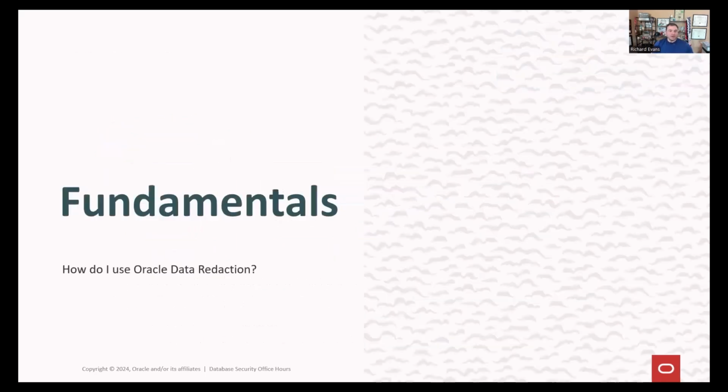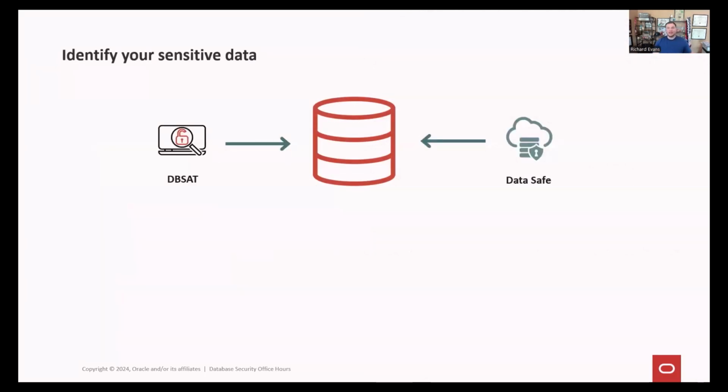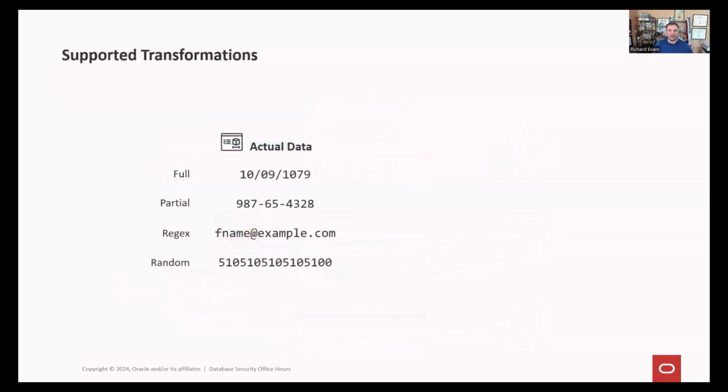All right. So how do you use it? The first thing is identifying your sensitive data. Like Nazia said, you can use DBSAT, that can be included in Audit Vault and Database Firewall, or you can use Oracle Data Safe. But we need to know what sensitive data we have in the database in order to mask that data. So let's say we discover dates of birth, social security numbers, social identifier numbers, email addresses, or credit card or account numbers that we want to mask, right? So we want to identify this data first, and then we want to decide how we want to mask it, what we want to do with that data.